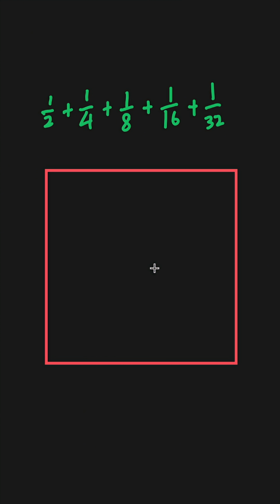What about half of the area? It is 1 over 2, right? That's half of an area. So we're going to separate this square into half. And this part is pretty much 1 over 2. Okay, so that's this number already in the square.